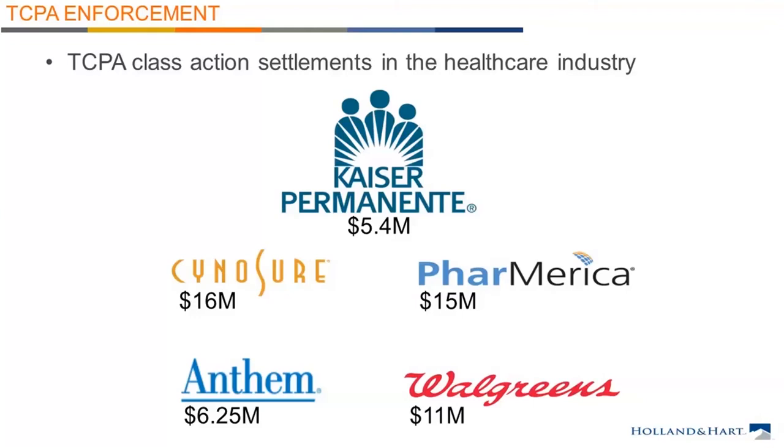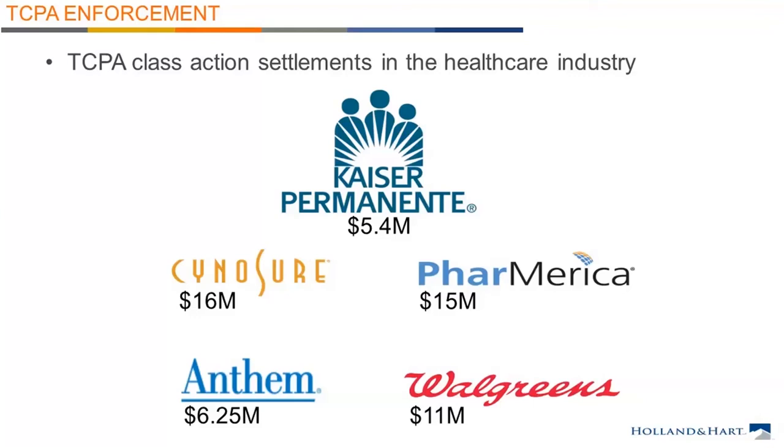If you look at Anthem, they were found to have violated the TCPA when its agents made unsolicited telemarketing calls related to its services to cell phones using an automatic dialer. Walgreens, an $11 million settlement. This involved pre-recorded prescription reminder calls.